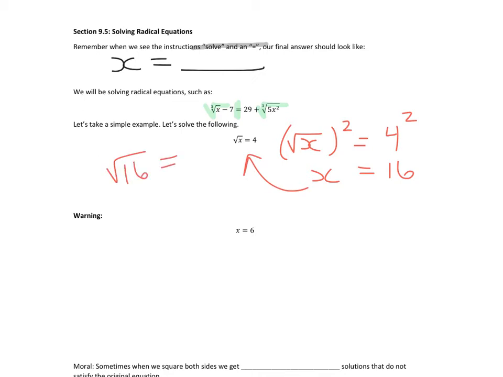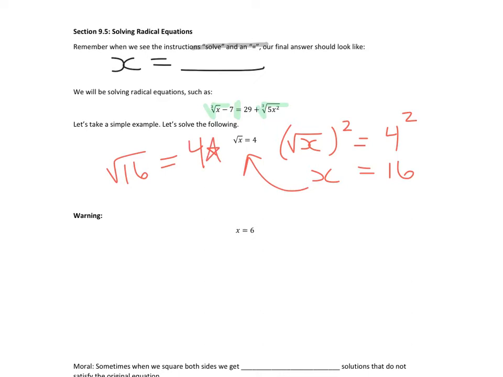Perhaps you can already tell that the square root of 16 is 4. But another way we can go about solving that is to square both sides, because we know that squaring gets rid of square roots. Now the square root of x squared is just x, and 4 squared is 16. So we would say the answer is 16. And we know this is true because the square root of 16 is 4. That's our little check.